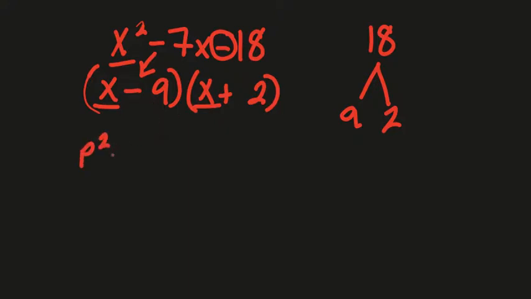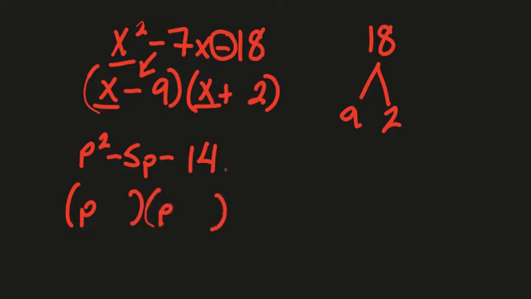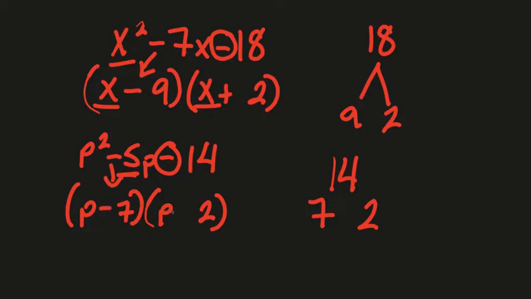Next we have p squared minus 5p minus 14. We're going to break this down into two separate binomials. And then we're going to have multiples of 14 that subtract to make 5. We have 7 and 2. When we subtract 7 and 2, that gives us 5. So we'll write 7 here, 2 here. And remember, the first sign drops. So here we're going to have a negative. And then we ask ourselves, negative times what is a negative? Negative times positive is negative.